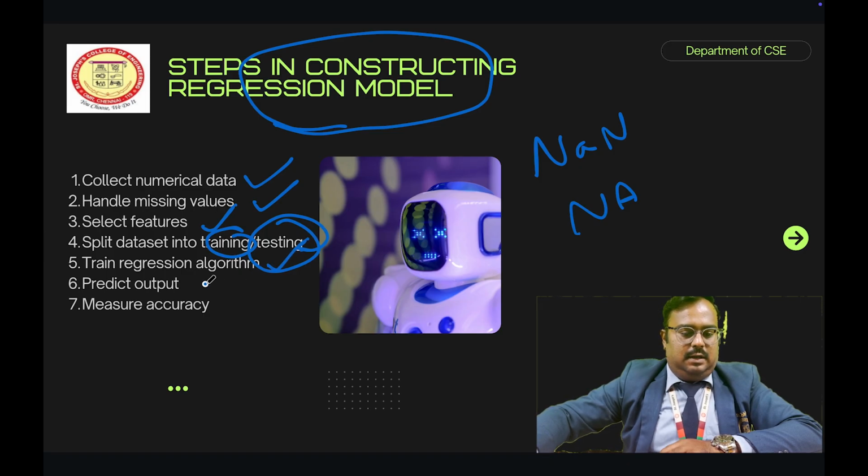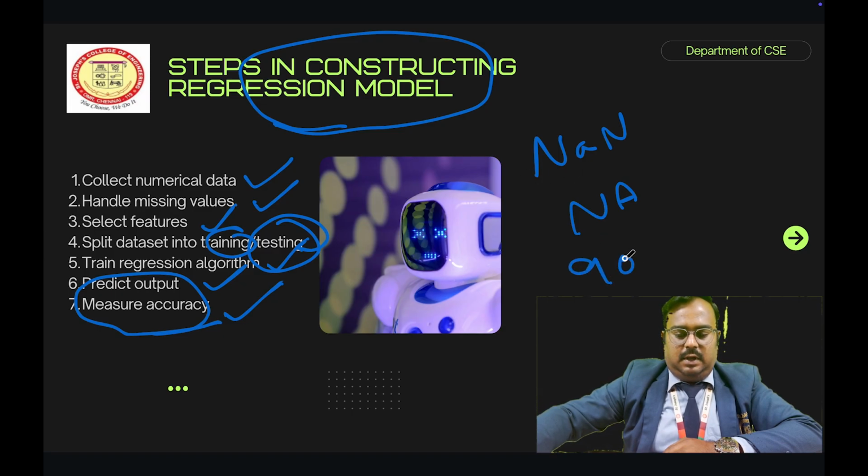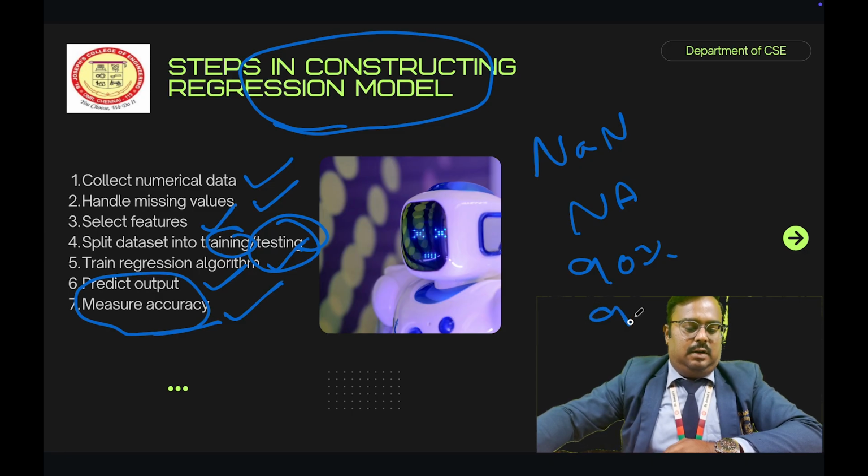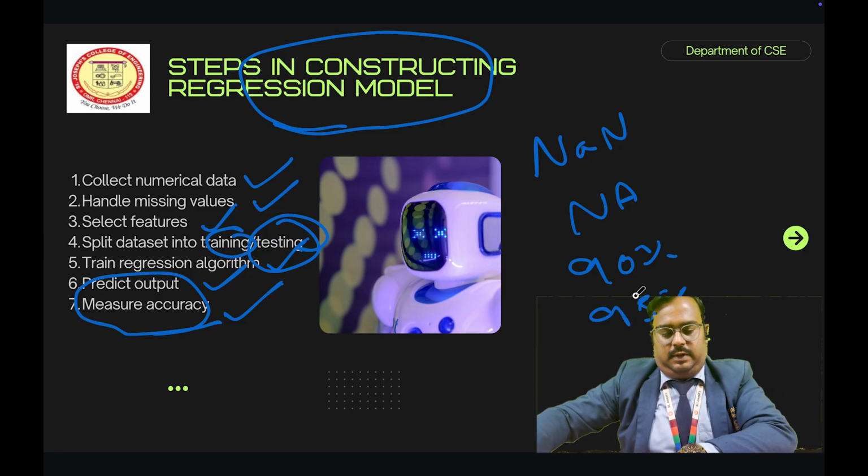So in this step, measuring accuracy is nothing but, based on the algorithm, we get some accuracy, right? Suppose if we are using some algorithm, the accuracy will be 90%. Sometimes we have to use another algorithm, and the accuracy level will be 95%. So based on the algorithm, our accuracy level will vary.